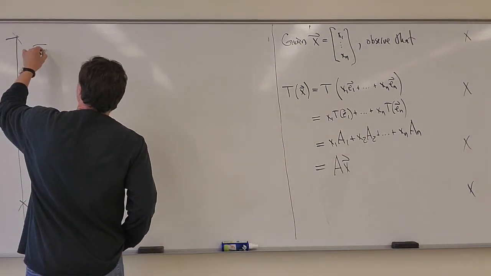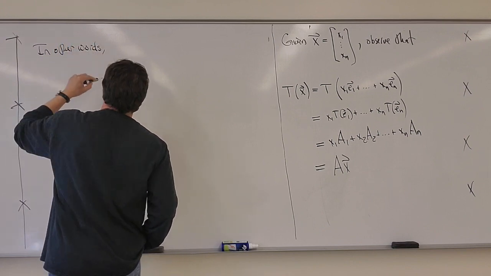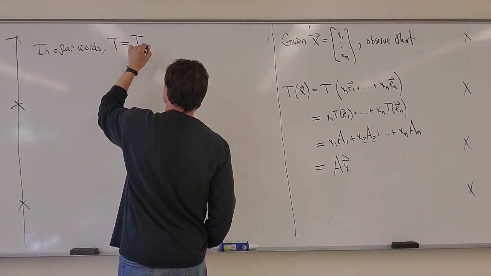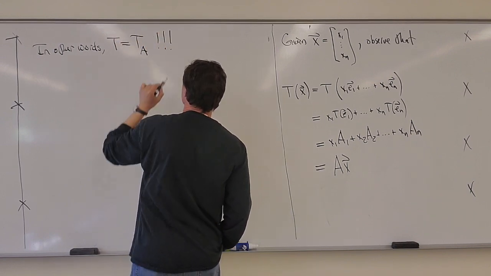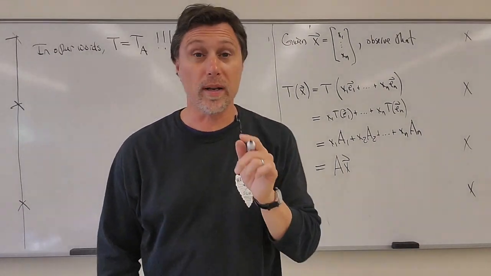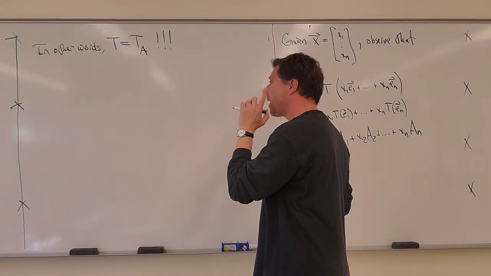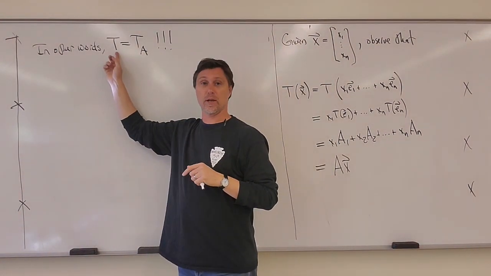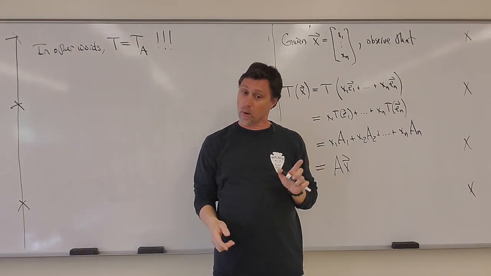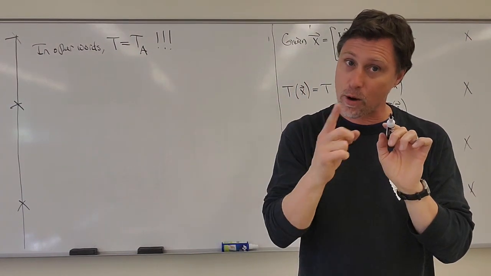So, in other words, T is equal to T sub A. And we should put some exclamation marks there. This is big. This is amazing. What is this saying? It's saying that every linear transformation is a matrix transformation. And remember, just a little while ago, we showed that every matrix transformation is a linear transformation. Now we have the reverse.